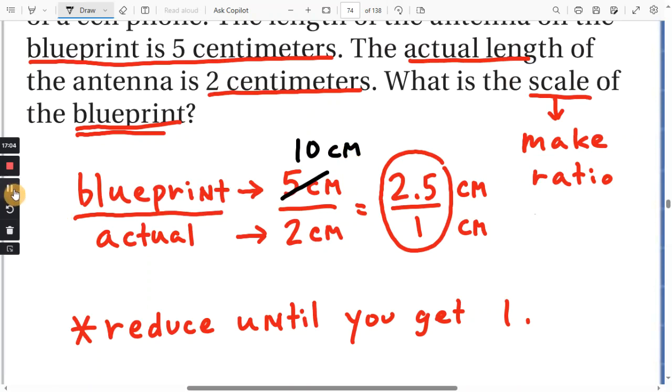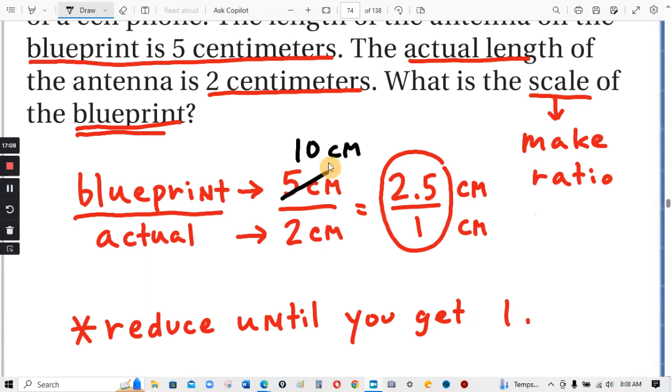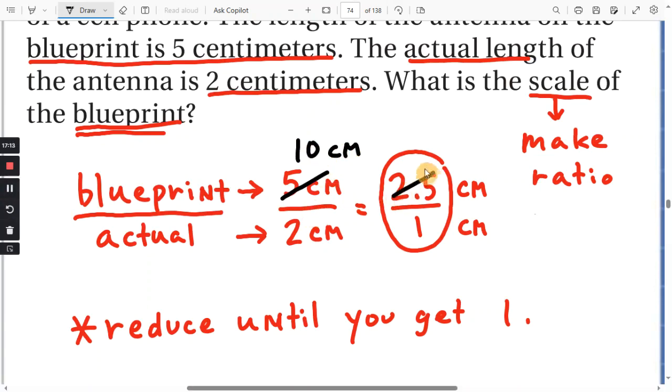I think you could do it in your head. All right, of course, 10 divided by 2 is just 5. So the numerator would be a 5 now instead of 2.5. And it's the same thing. As far as the units, they're still centimeters. So it's basically 5 centimeters to 1 centimeter. All right, pretty simple.